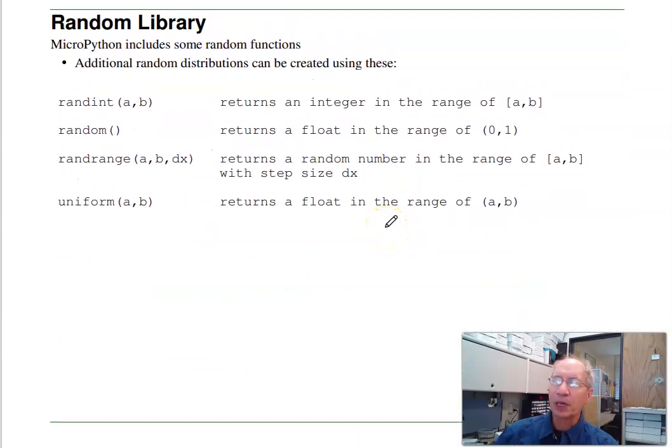We looked at the random library. The random library just has a limited set of functions in MicroPython. I can generate a random integer between a and b. I can generate a random number in the range of 0 to 1. I can generate a random number between a and b with step size dx, and I can generate a uniform distribution, a floating point number between a and b. With those, I can generate other types of distributions like exponential, Poisson, Pascal.